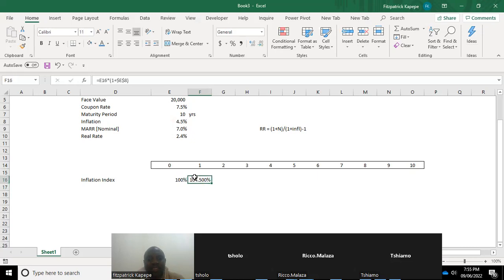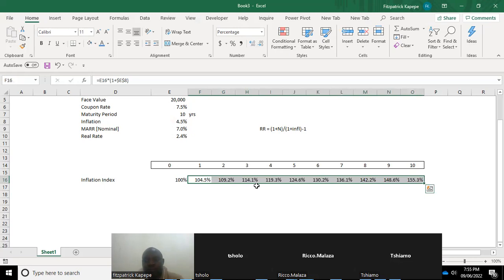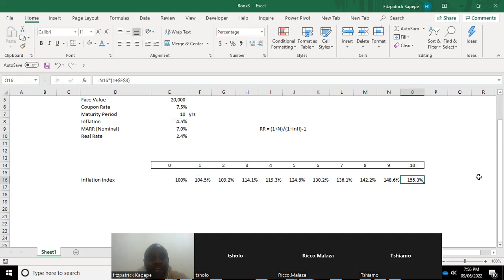So all we are saying here is that inflation will be growing by 4.5% year on year. So take this up there. It shows that by the 10th year, inflation would have grown by 55.3%. So we have the inflation index.